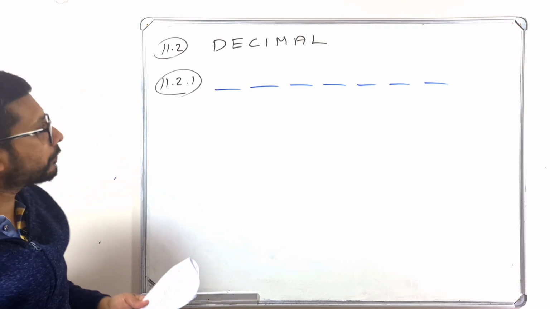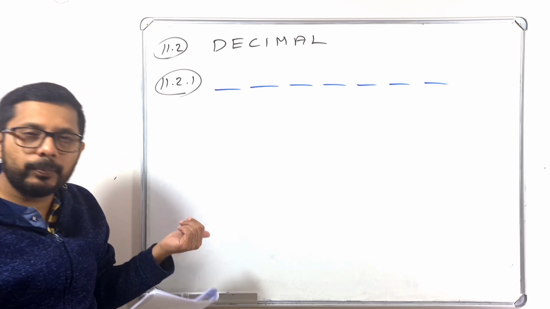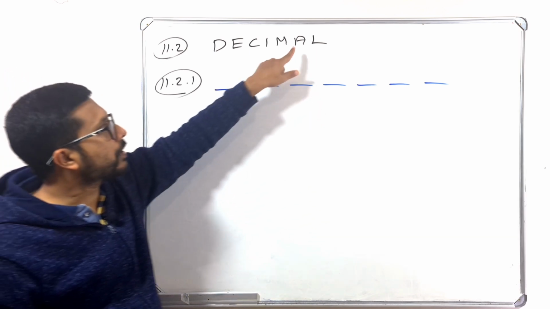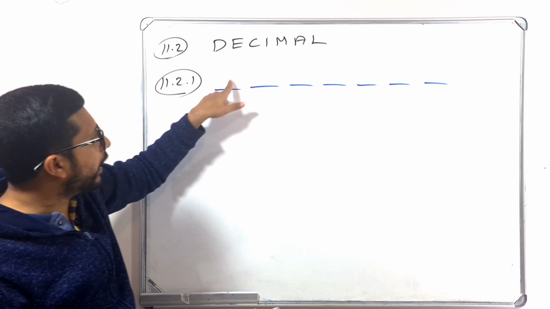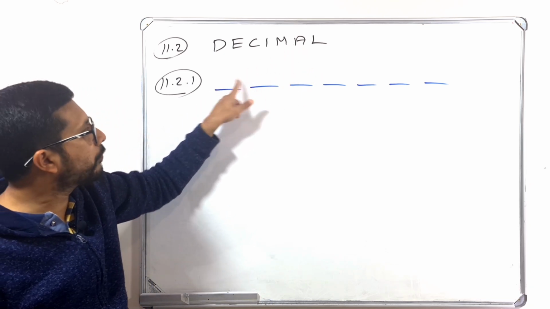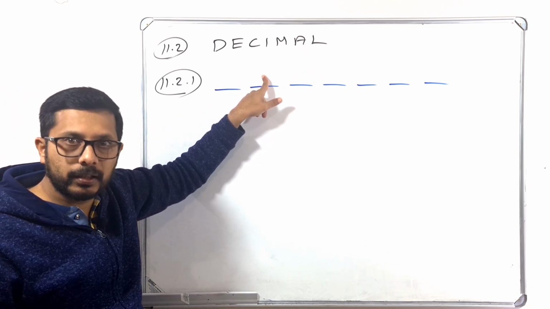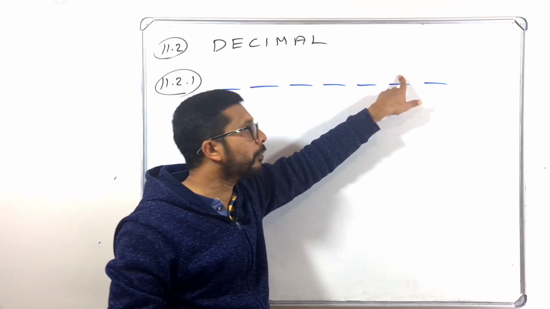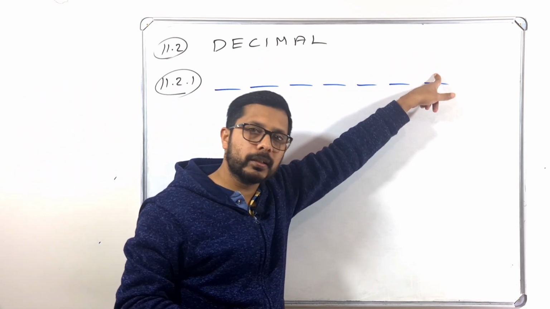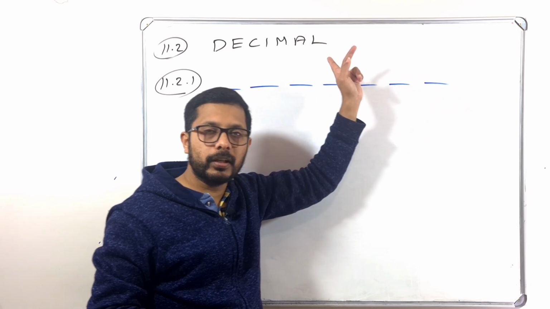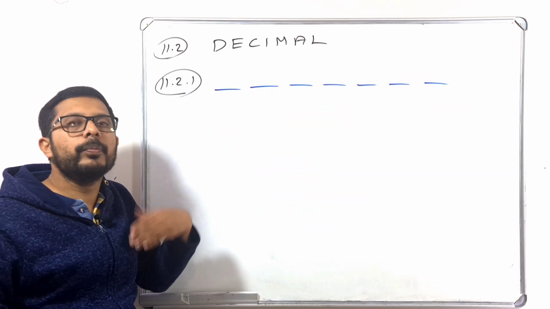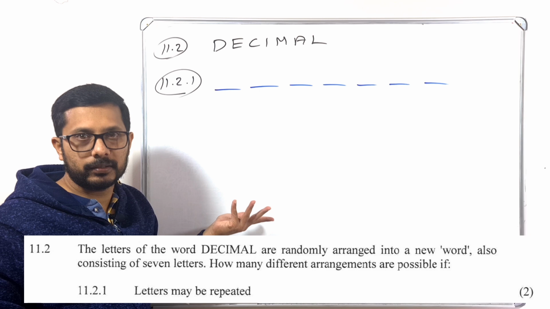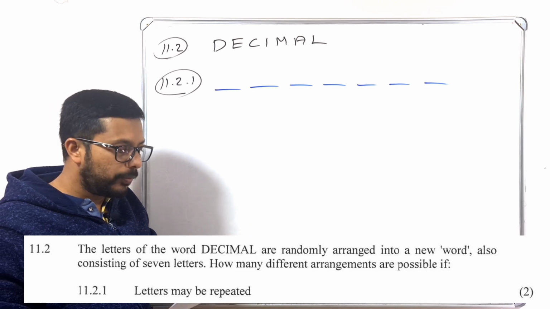So 7. Letters may be repeated means that, for example, if I write A here, there is no problem for me to write A again here, here, and here. You understand? There is no problem to repeat that same letter.